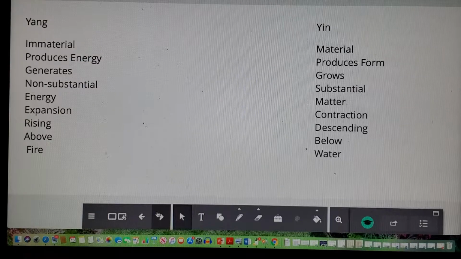So if you look at it in the 4 elements of Western astrology, yang would be that extreme air, and so then it's just like boom, out there, just running and running, but it has no form. Yin is the form. Yin is the material. Yin produces form. It grows. So yin grows, and it's substantial. It's the deepness, it's the darkness, it's that deep energy. It's matter. Yin is contracting. So wherever anything is in a yin state, that means it is not growing, but coming in, it is contracting. It's going down, it's below, and it's water.